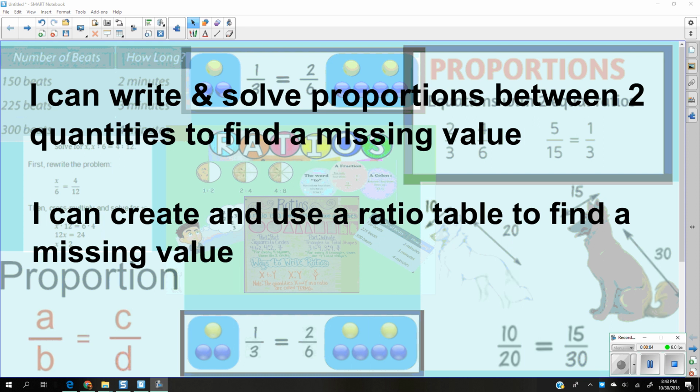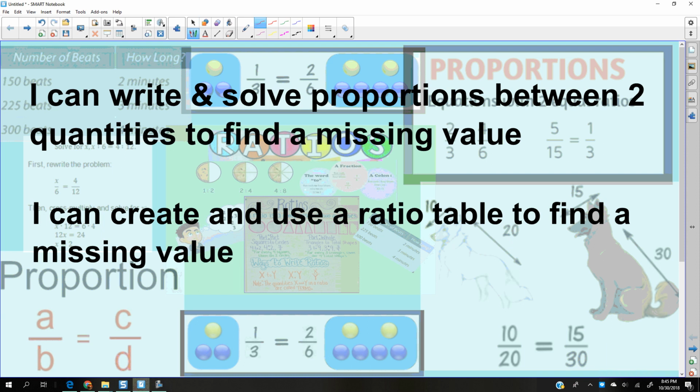We are getting ready to start lesson 2 of unit 2. And today, by the time you are done with this lesson, you shall be able to write and solve proportions between two quantities to find a missing value, and to be able to create and use a ratio table to find a missing value.